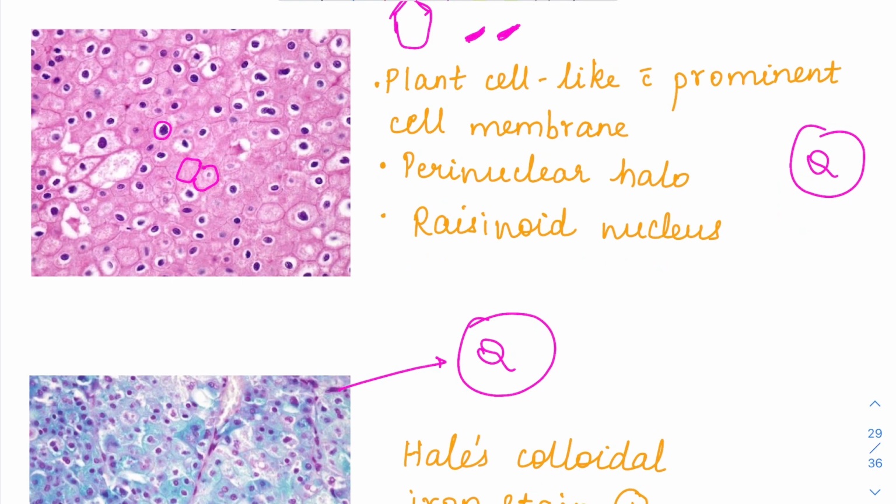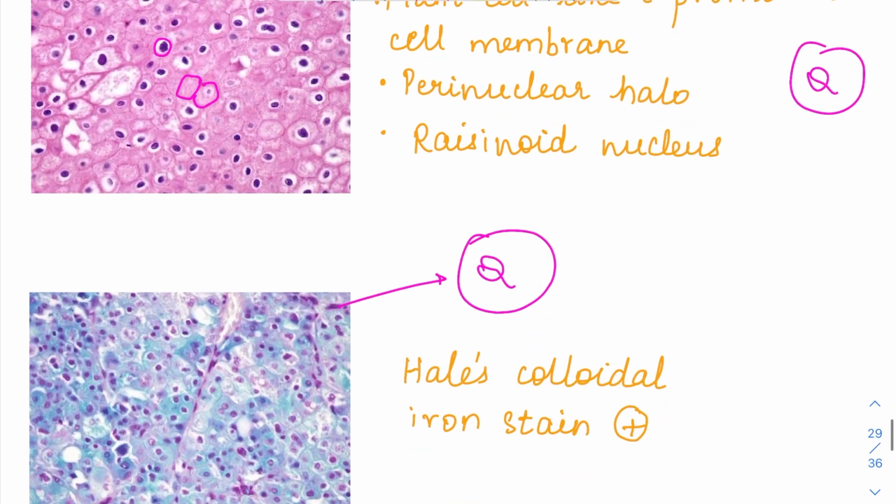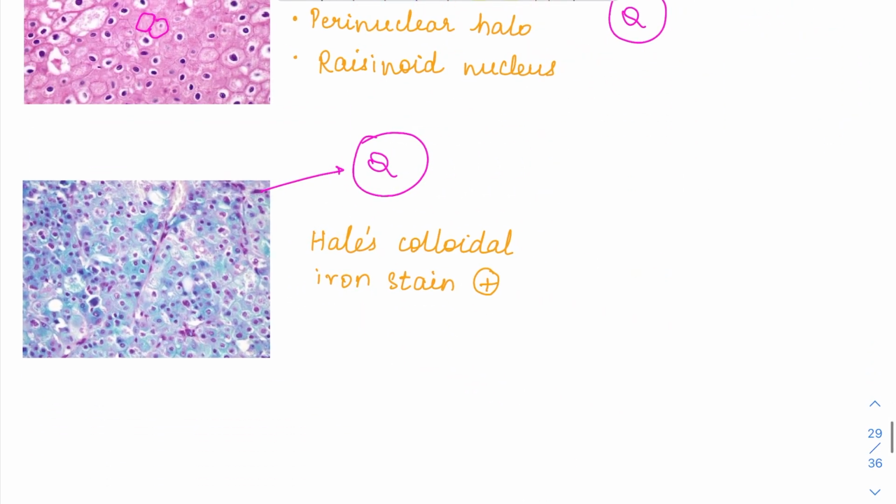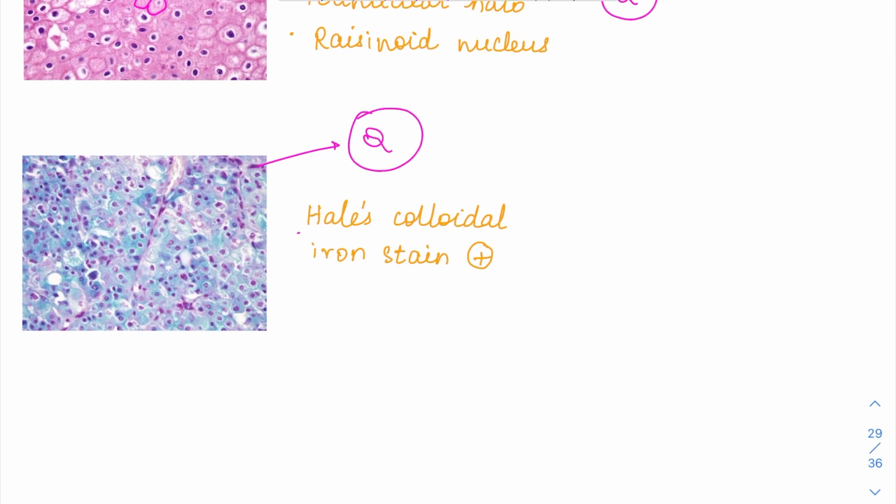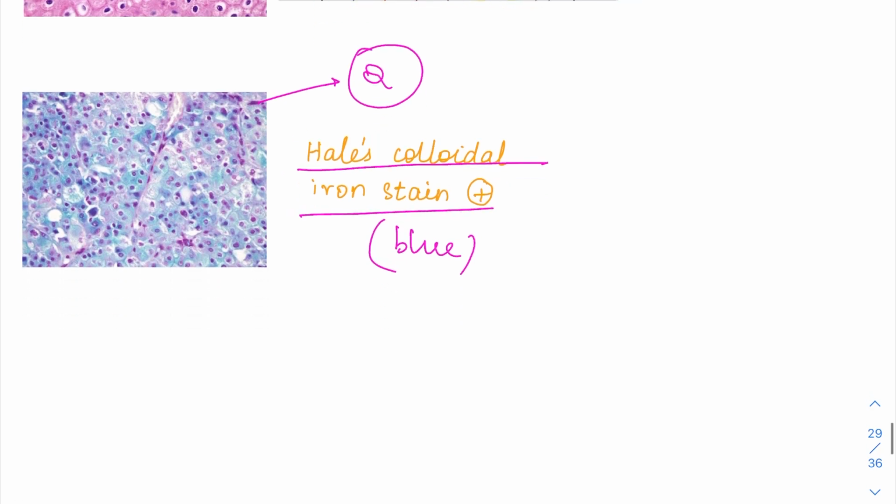So plant cell like appearance along with the perinuclear halo and raisinoid nucleus is the classical image of a chromophobe RCC, and here it can be stained with Hale's colloidal iron stain. So Hale's colloidal iron stain will stain it blue in color. So the chromophobe cells are stained blue, and this exact image was asked in previous year questions.